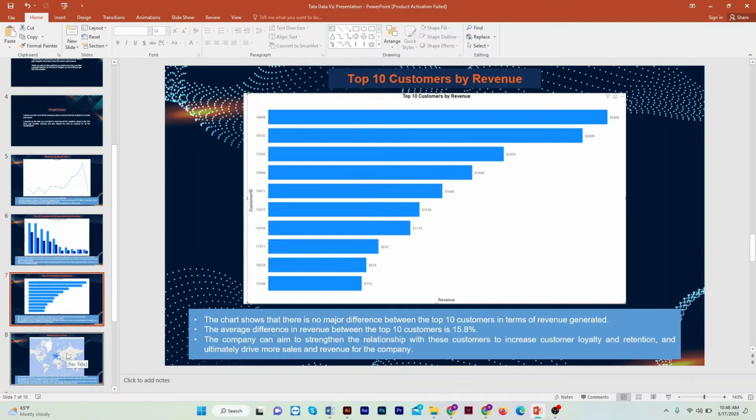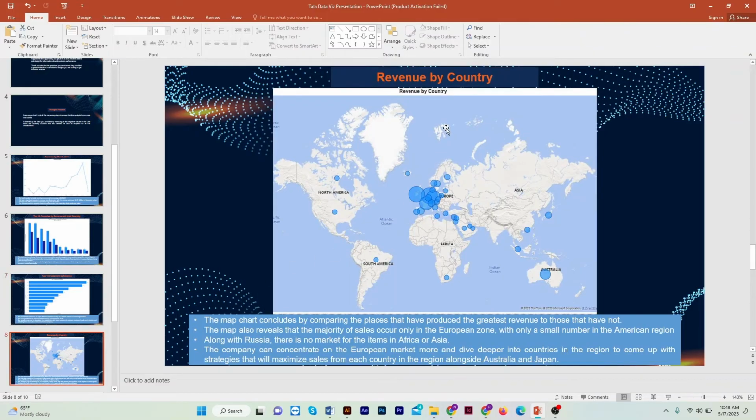And moving on to the last question, the CEO wanted to see the revenue for each country. So we created this map chart which shows bubbles. The bigger the bubble, the more the revenue generated from the country. However, we excluded the UK as requested, and we can see that the bigger bubbles are in the European market, which the company should prioritize with strategies that will look at maximizing the revenues generated from these regions.